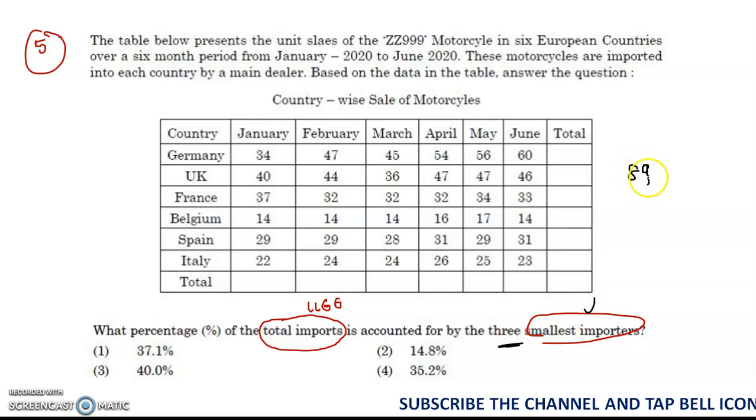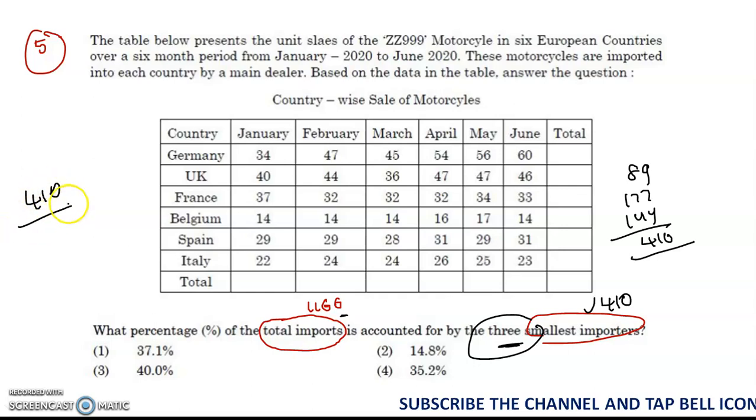So I'm adding the 89, 177 and 144. If I add all these, then I will get 410. So the three smallest importers together become 410. So 410 is how much percentage of 1166? It becomes 410 divided by 1166 into 100. Got it? So it becomes 35.16 percentage. So we can take approximately option 4 as the correct answer. Got it? So this is a way of solving this DI, guys.